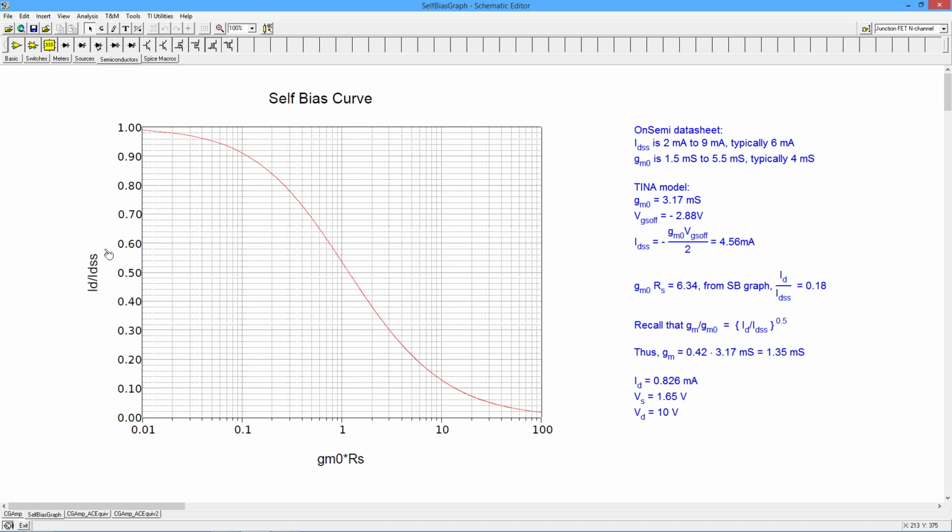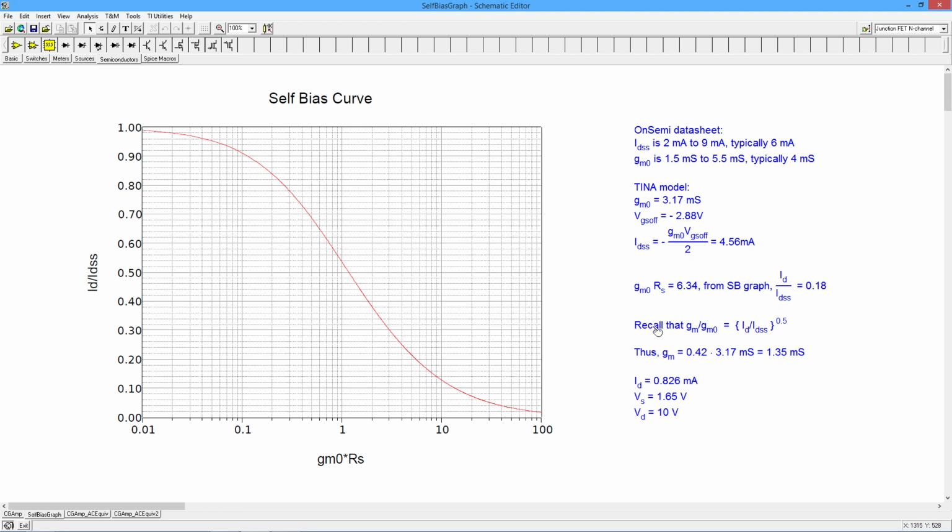Immediately, I can just multiply that by IDSS. So you take your 4.56 mils times 0.18, and you got your ID value. So I put that down here. It's just over 0.8 of a milliamp: 0.826 milliamps, or if you prefer, 826 microamps. But I'm really interested in getting that GM value.